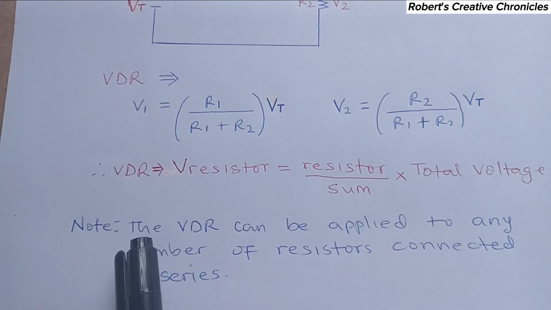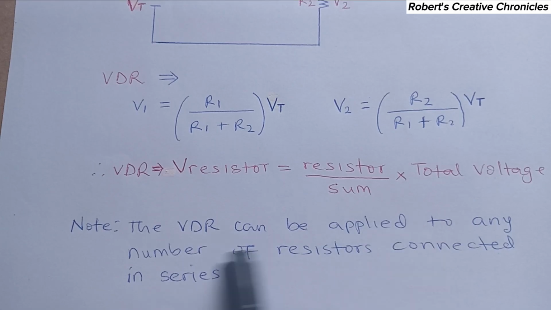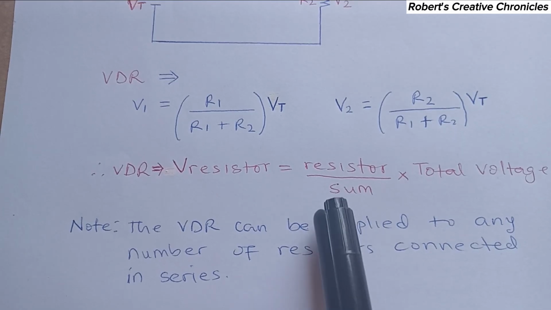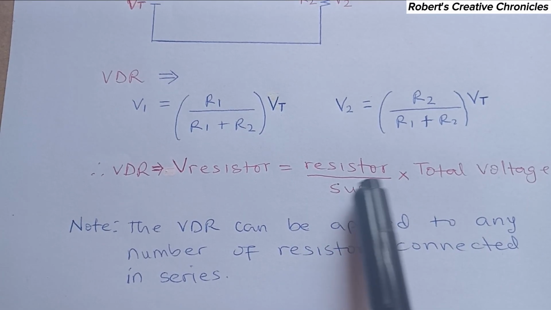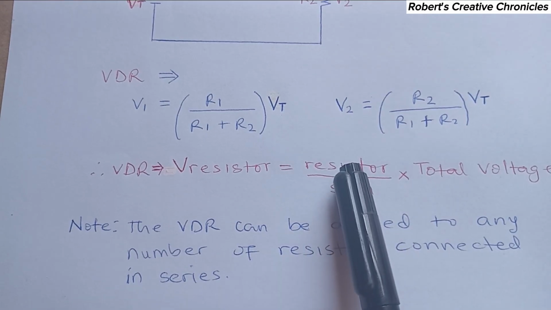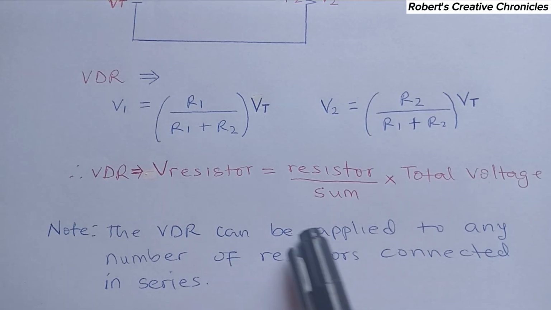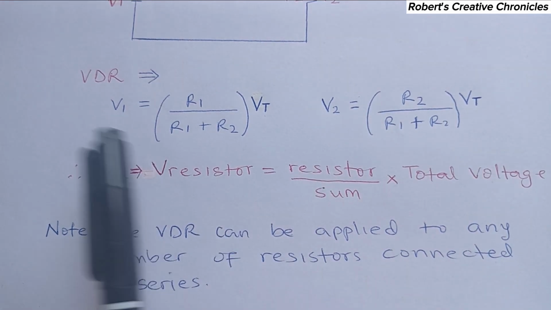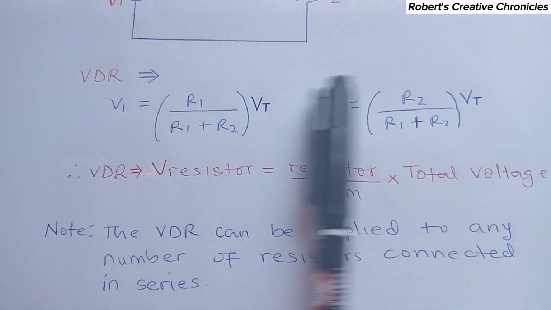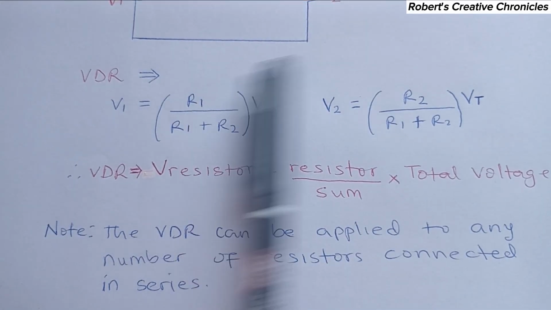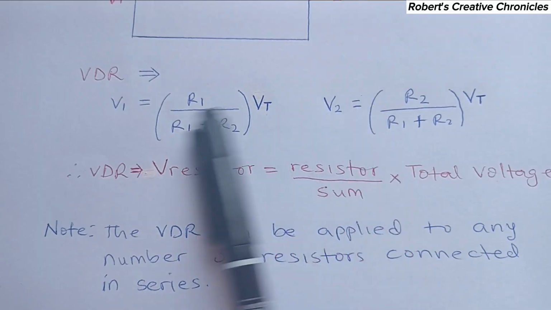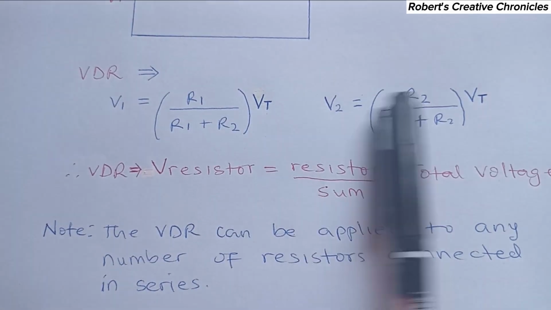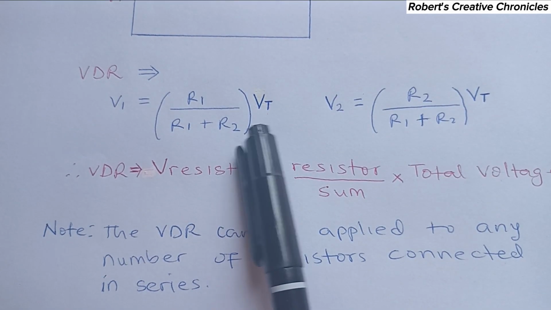And note that the voltage divider rule can be applied to any number of resistors connected in series. It's not like the current divider rule that is only applied to two resistors connected in parallel. So in this one, it is the resistance of the one that I want to find the voltage across that is the numerator, unlike the CDR, the current divider rule, where you put the other one. So this one is more straightforward than the current divider rule.